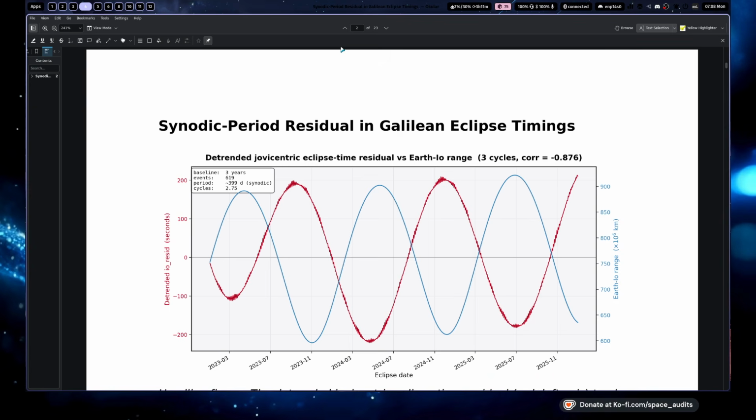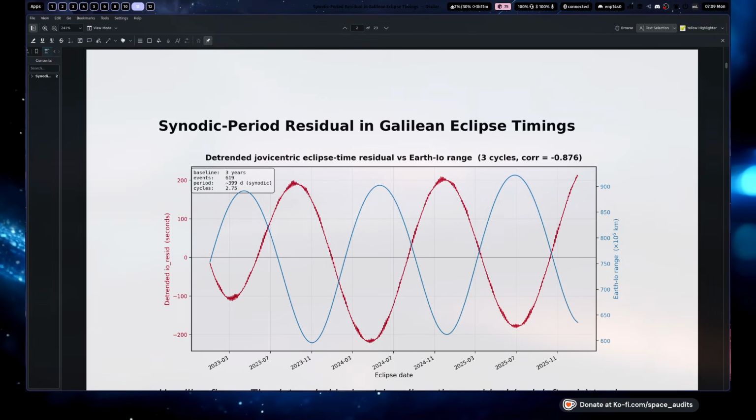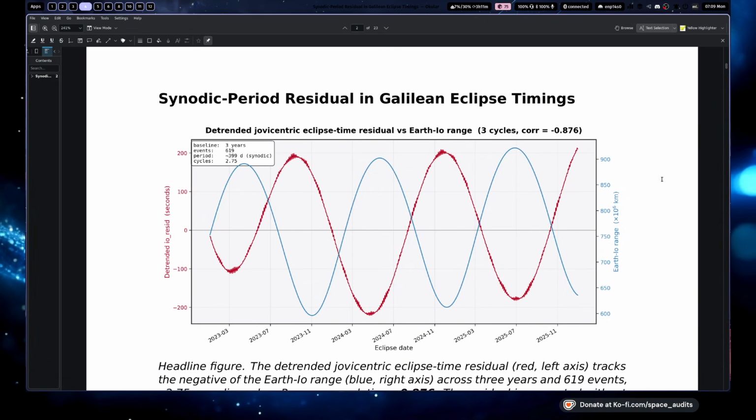That blue line represents the distance between Earth and Jupiter. So when you plot the distance between Earth and Jupiter, the Earth-Jupiter synodic year, against this red graph, look how closely they match. When Earth is closer, you get a greater magnitude on the red graph, and when Earth is further, you get a lower magnitude on the red graph. Now, if you scroll down a couple pages, Alan, there's a bar graph.